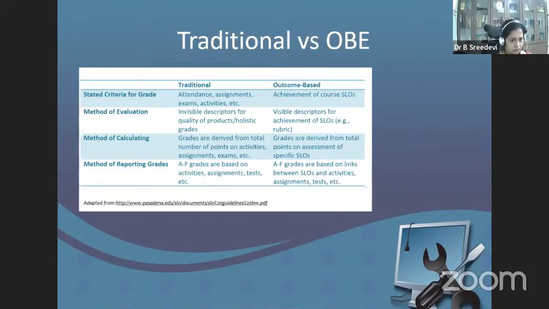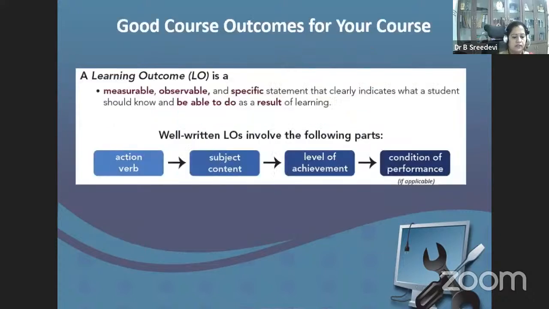So this is the difference between traditional and outcome-based education. Earlier it was attendance, assignment, exam and activity based. Now it is SLO based. SLO is nothing but student learning outcome. It is justified by the collective course outcomes. So this is very important.